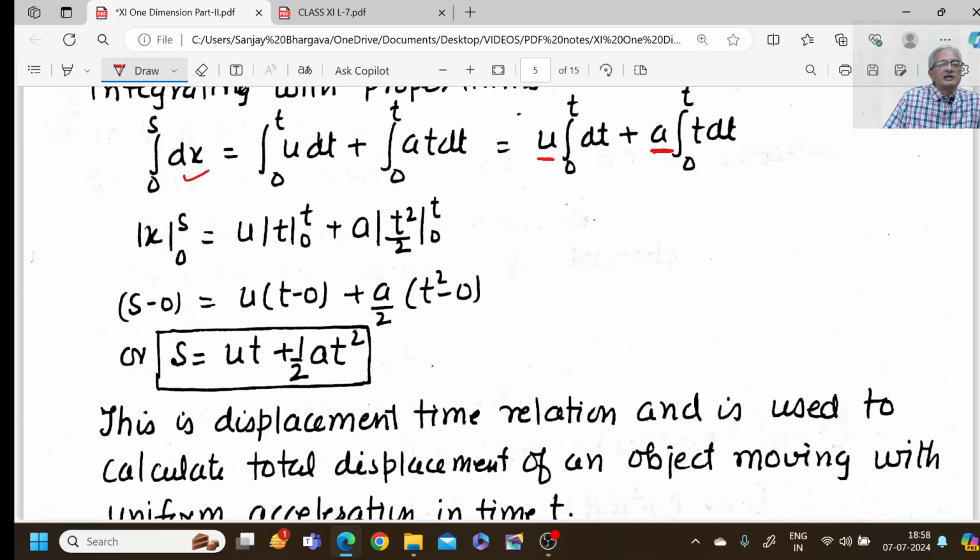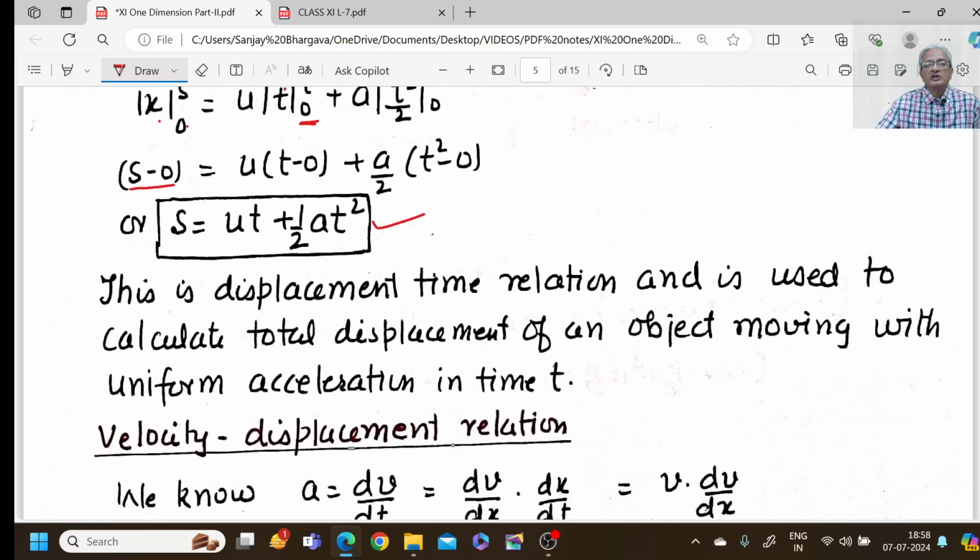Integration of dx is x, limits of integration 0 to s. u is a constant, integration of dt would be t, the limit 0 to t. Integration of t would be t square by 2, and 0 to t. Just substitute the limit. It is upper limit minus lower limit. So we get the equation s is equal to ut plus half at square.